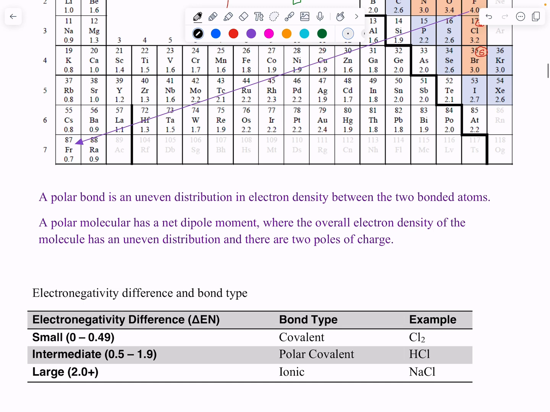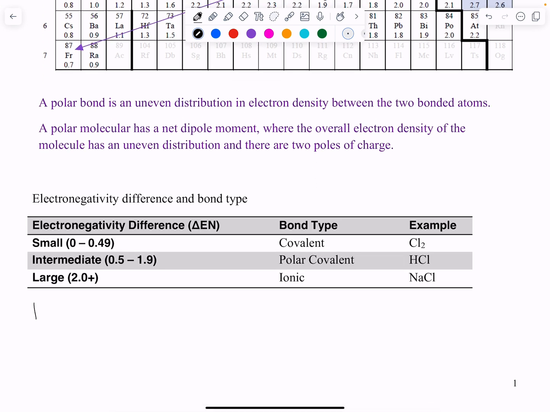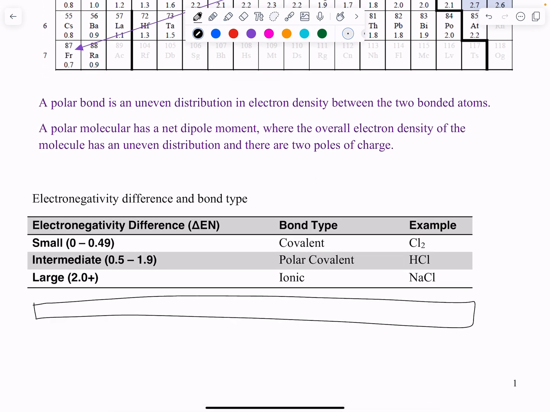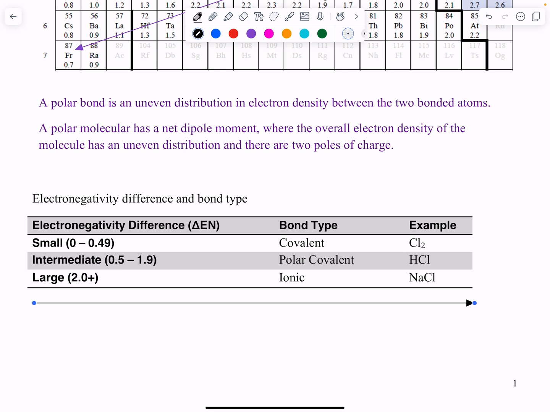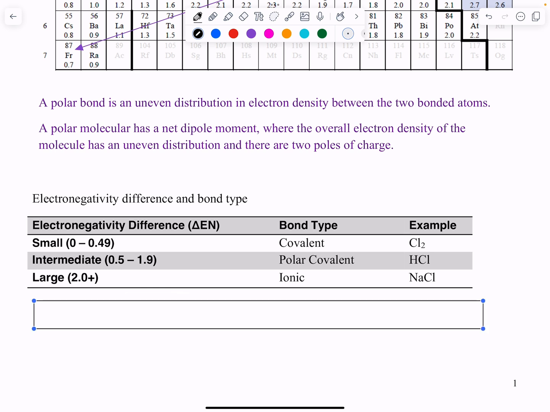The electronegativity difference tells us what type of bond it is. When we have two atoms, their difference in electronegativity tells us the type of bond. I'm going to draw it this way. If we had a continuum of bond types.